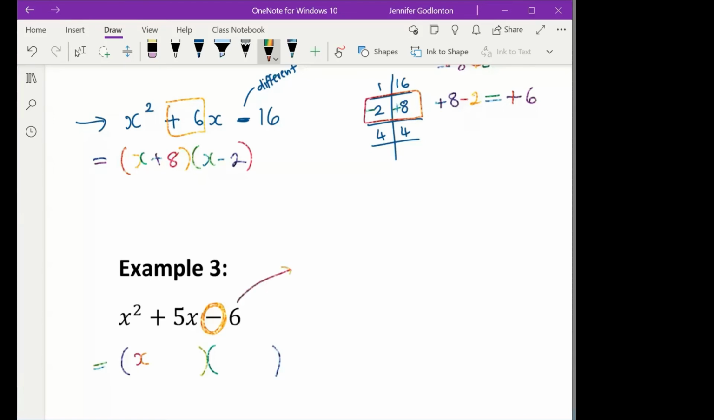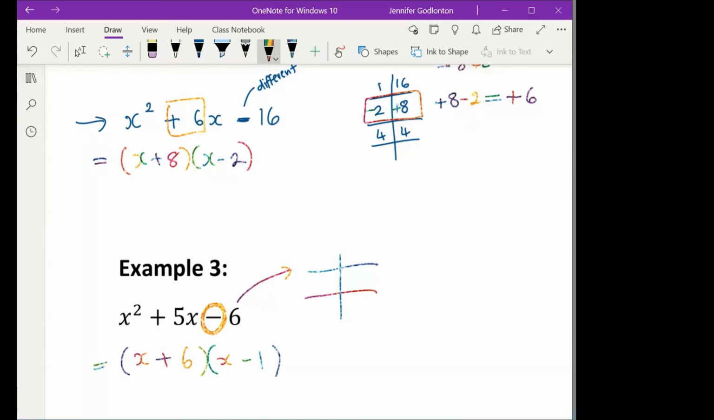We got to work with the factors of 6. It's 6 minus 1. There we go. Plus 6, and then minus 1. Good. Okay. Well done. Nice job. So if we have x plus 6, then we're going to have x plus 6, x minus 1.